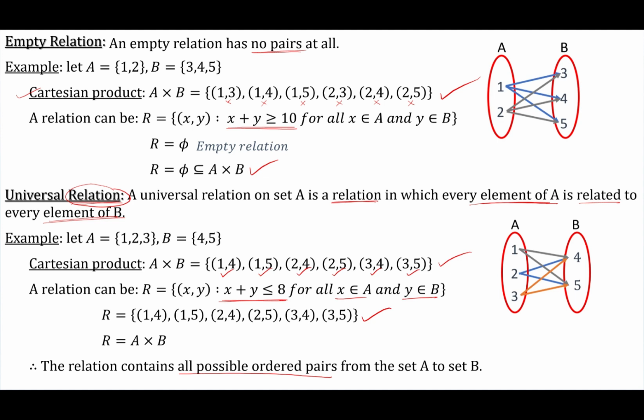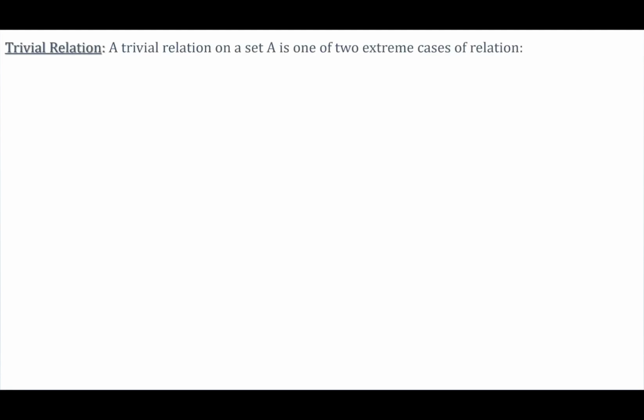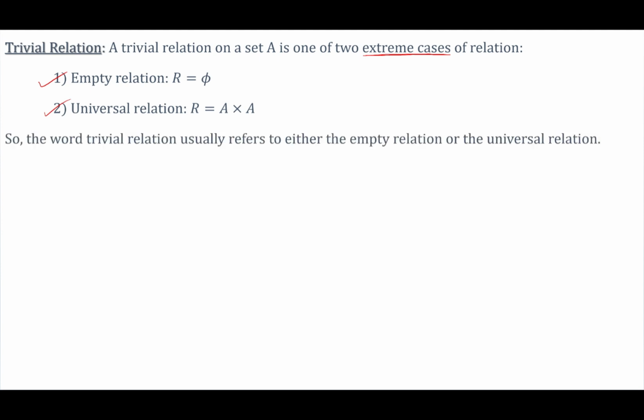Okay, the next one. What is a trivial relation? A trivial relation on a set A is one of the two extreme cases of relations. What are those? The first one is an empty relation, and the second one is called universal relation. These two relations are called trivial relation. So the word trivial refers to either an empty relation or a universal relation.